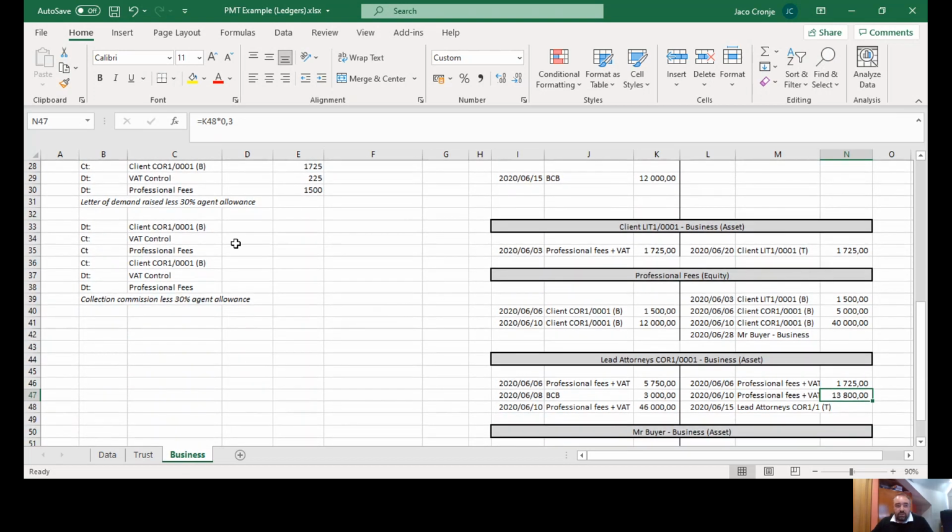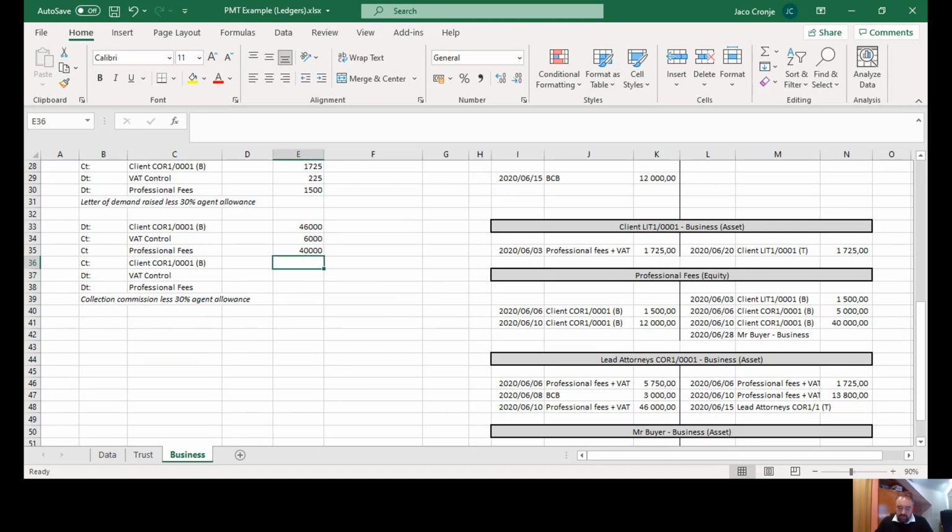Okay, so now lastly, we've got to go and do our journal. So what did we do? We debited our client COR11 with 46,000. Okay. We credited our VAT control with 6,000. We're telling SARS you can take 6 of that, and I'm keeping 40 for me. But now we need to reverse. So do you see here where it was debit, credit, credit? There. Now it simply goes credit, debit, debit. So it's the exact reverse of that.